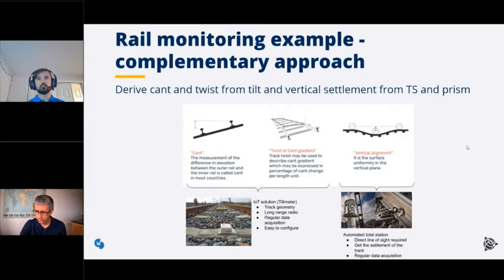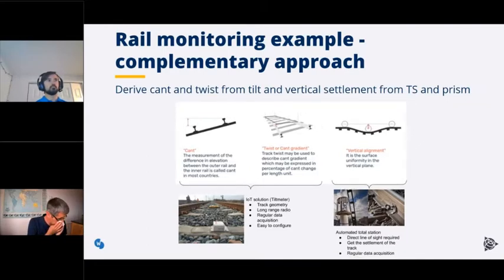So, for example, I just want to talk about the rail. We have three different movements in a rail, and I can show you how our solutions are complementary. In rail, you have three types of movements. You have cant, twist. For cant and twist, you are able to monitor with a tilt meter, but you are not able to monitor the vertical alignment. For this, you need Prism. So this is why you have to combine the two methods, using tilt meter and also Prism on a rail.